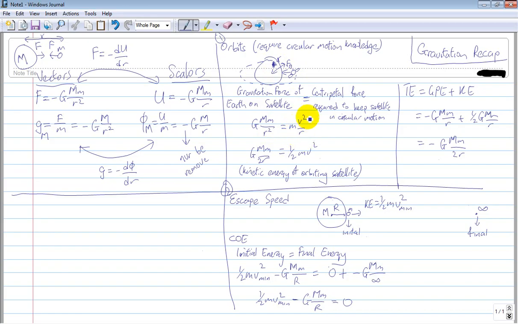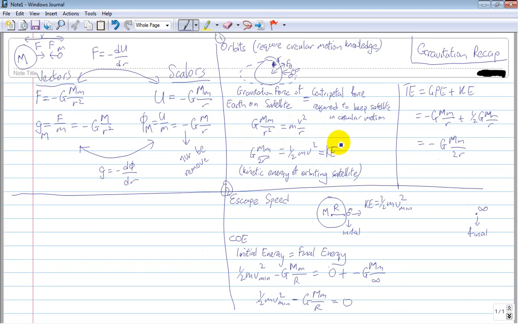I can make this half mv squared. I cancel this r with the square, and I half both sides. That's where the 2 comes from. I half both sides, and this becomes half mv squared. And realize that this is the kinetic energy of your orbiting satellite.